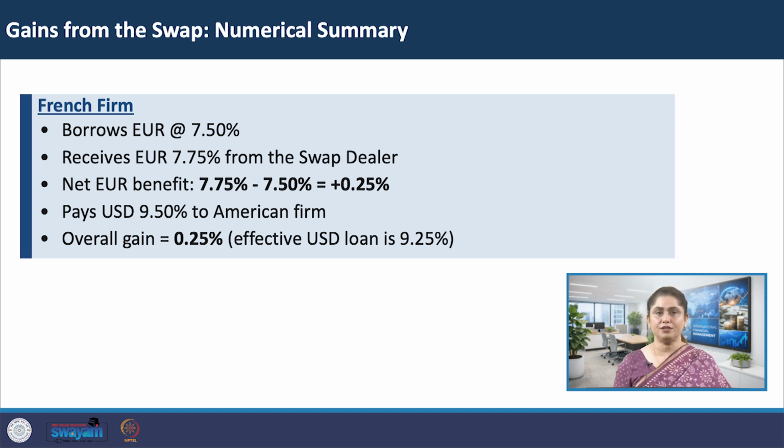Do you think this gain was possible if the French firm borrowed a dollar loan directly? Absolutely not. If the French firm had approached a US lender directly, it would have faced a higher rate. This swap lets it borrow in euro cheaply and then exchange the obligation. And now it has to give 0.25% less, making the net effective USD lending 9.25%.